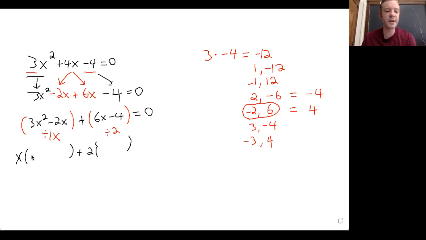Inside the parentheses, I want to put the result of my division. So 3 divided by 1 is still 3, but x squared divided by x is now x. So I've got 3x right there. -2 divided by 1 is still -2. And x divided by x cancels out. So now I just have 3x minus 2 in the first parentheses here. In the second parentheses, I want to divide by 2. So 6x divided by 2 will give me 3x. And then 4 divided by 2 will be 2. So I've got 3x minus 2. Once again, we still keep this equals 0 on the right side.